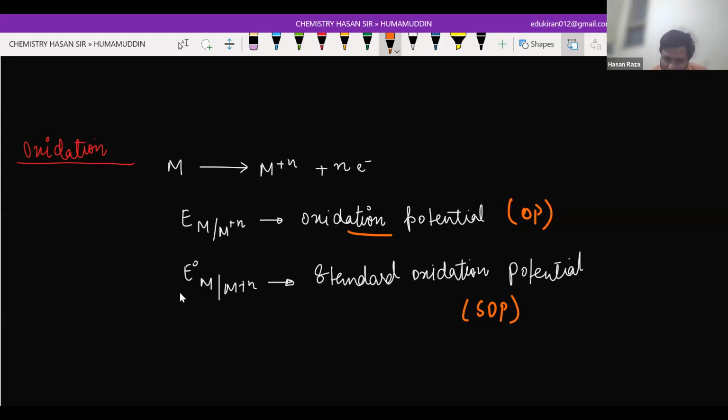But when you talk about E naught, that means a standard oxidation potential, which represents the concentration will be 1 M, the pressure will be either 1 bar or 180 m. It is almost equal, so that's why we take 1, and the temperature either will be 298 Kelvin or 25 degrees centigrade. Is that clear to both of you?